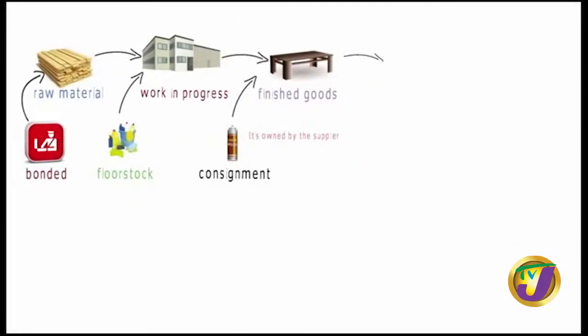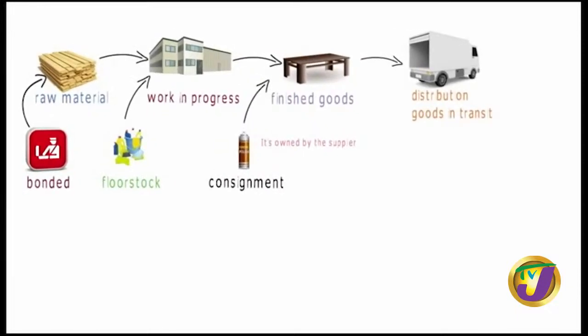The table has been sold and is loaded onto a delivery truck. This inventory being delivered is known as distribution inventory or goods in transit inventory. The inventory is now on its way to the customer.